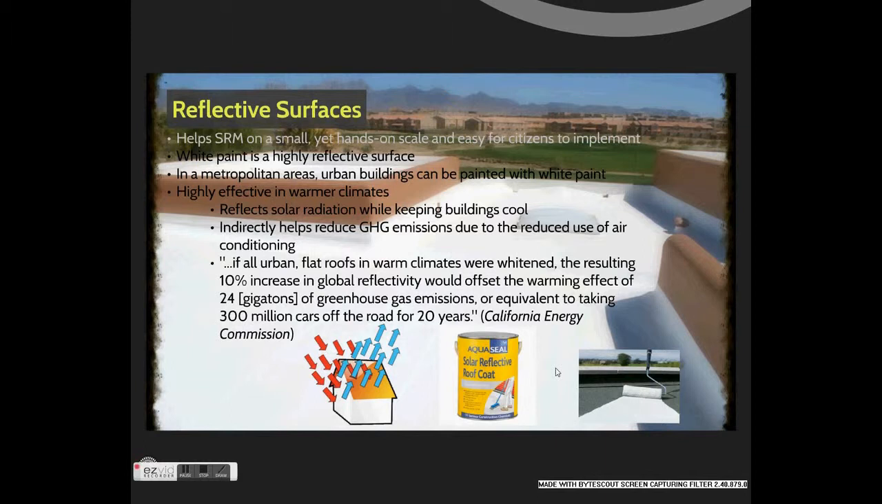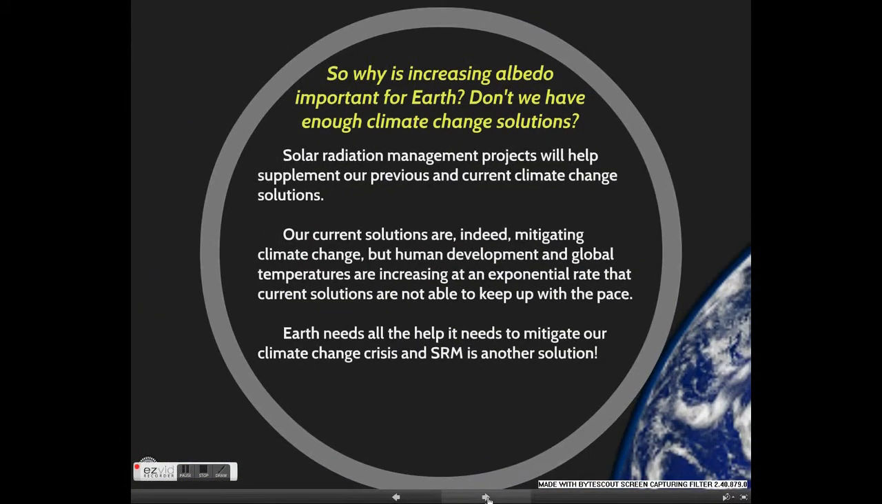And as quoted by the California Energy Commission, if all urban flat roofs in warm climates were whitened, the resulting 10% increase in global reflectivity would offset the warming effect of 24 gigatons of greenhouse gas emissions, or equivalent to taking 300 million cars off the road for 20 years.